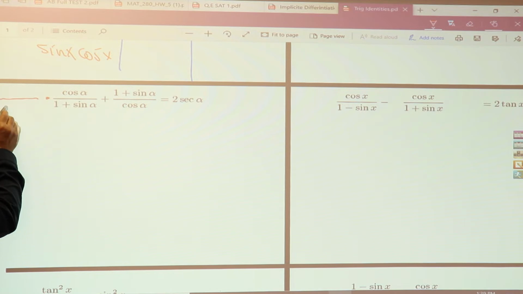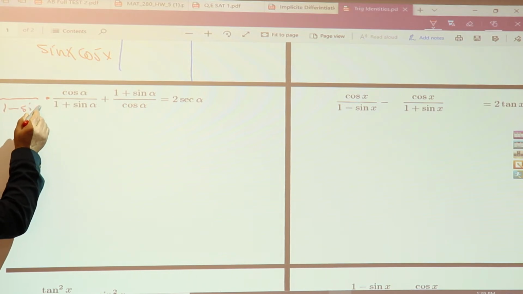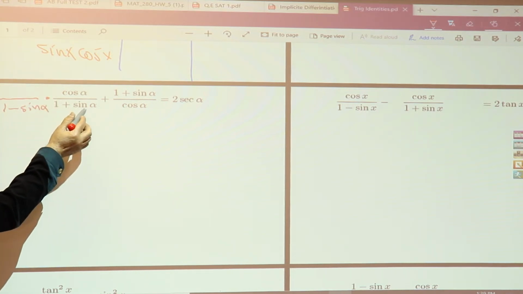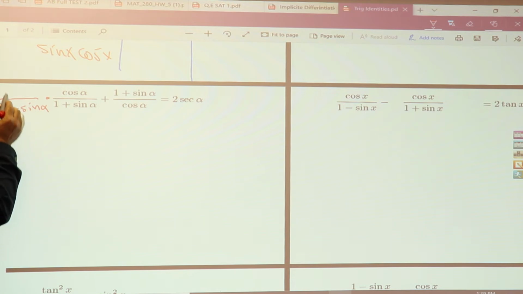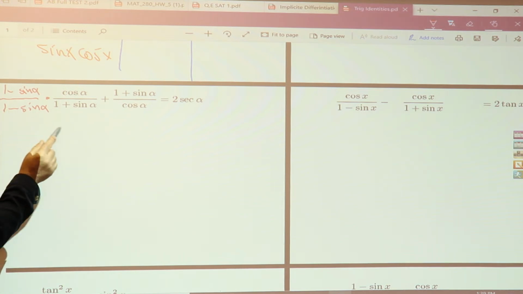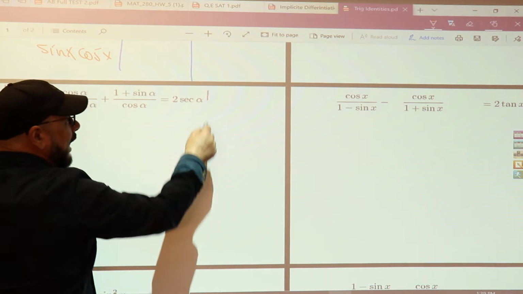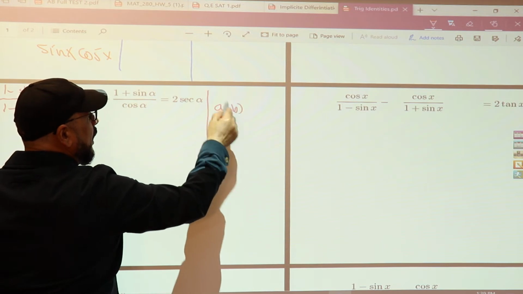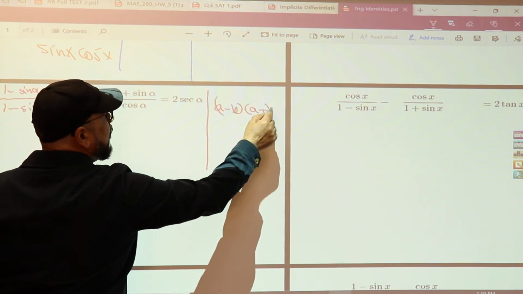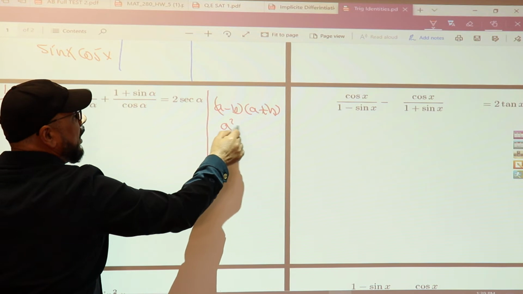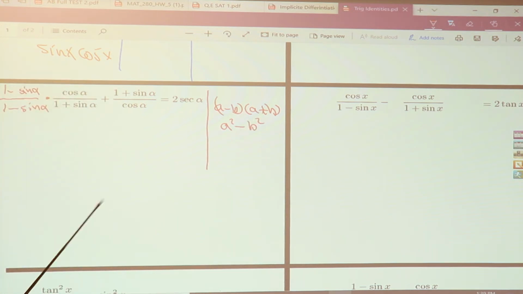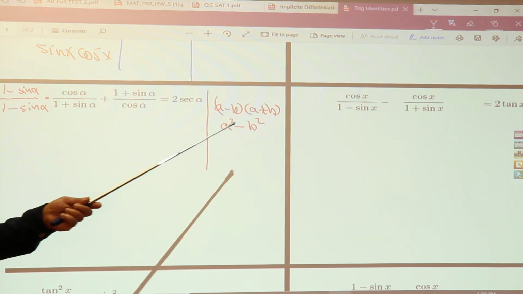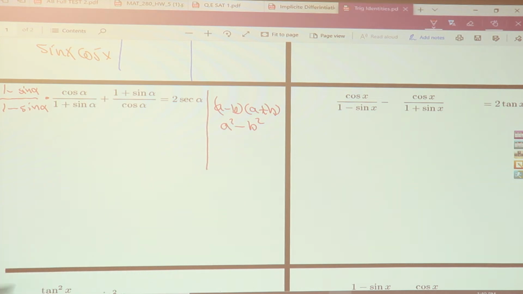What's my conjugate here? 1 plus sine alpha has a conjugate 1 minus sine alpha. Now, I explained if you multiply this, a minus b times a plus b is a square minus b square. Every student needs this. This has to be like your name. A minus b, a plus b, a square minus b square.